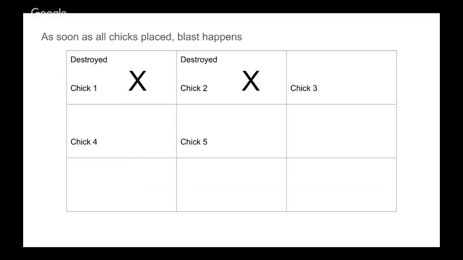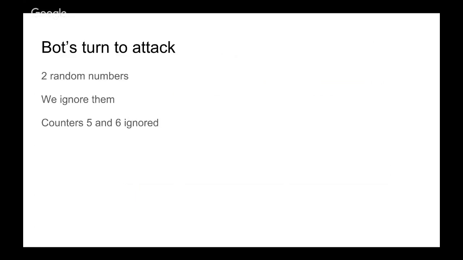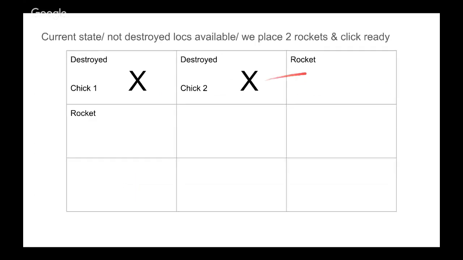So we don't really care about hooking those 2 iterations. We just let the bot put the rocket wherever it wants to put. So we just ignore the 5th and the 6th iterations and let the random numbers just be the same as it is being generated in reality. And after that, whatever had to happen happened. Our chicks died or didn't, whatever. We don't really care about it.